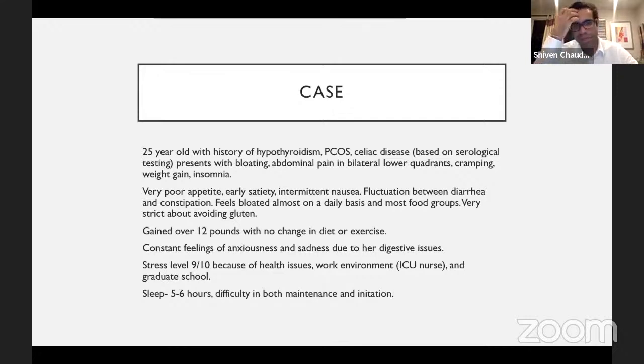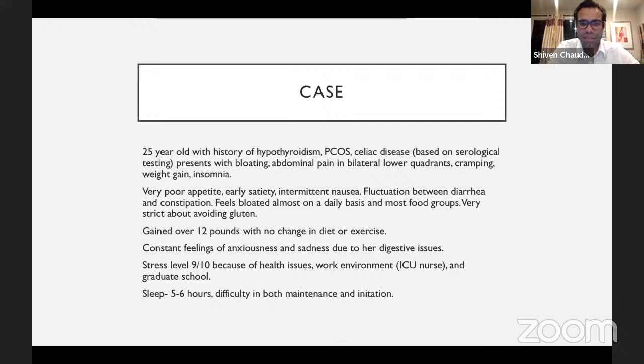practice in real time. So this is a 25-year-old with history of hypothyroidism, PCOS, which is polycystic ovarian syndrome, celiac disease. She presented with bloating, abdominal pain in the bilateral lower quadrants, cramping, weight gain, and insomnia. Now, this constellation of symptoms is not very uncommon. A lot of us have digestive health issues, and this patient happens to come for that.